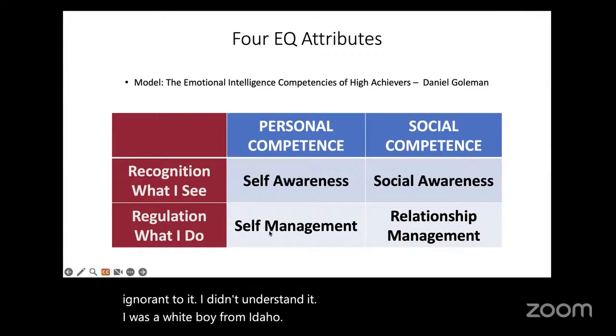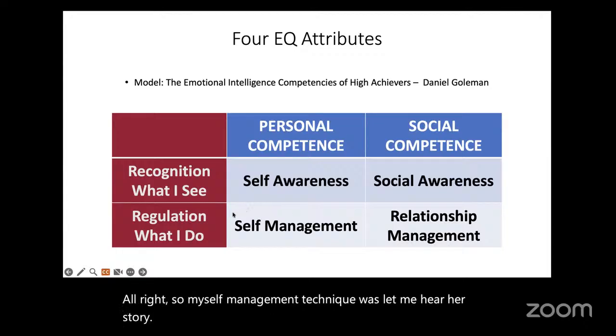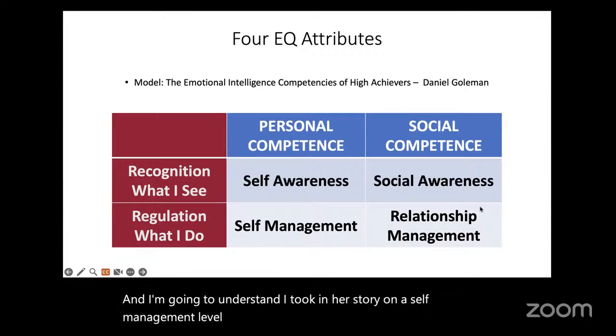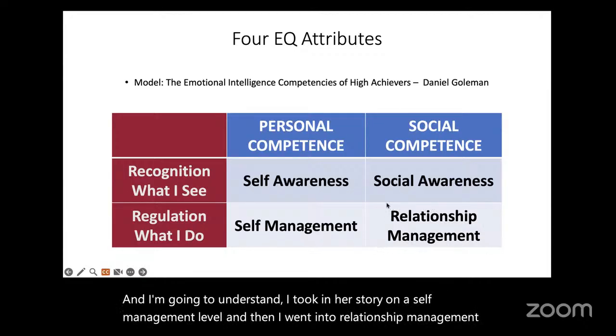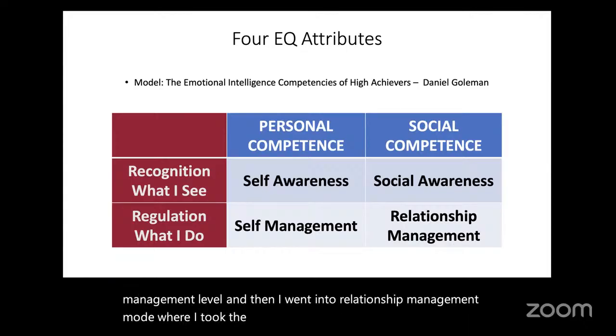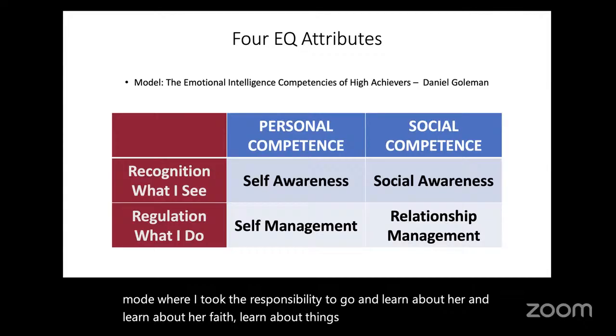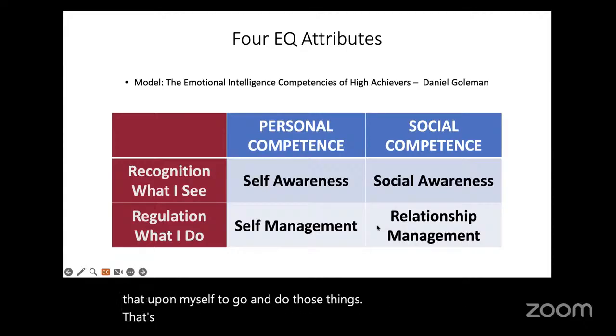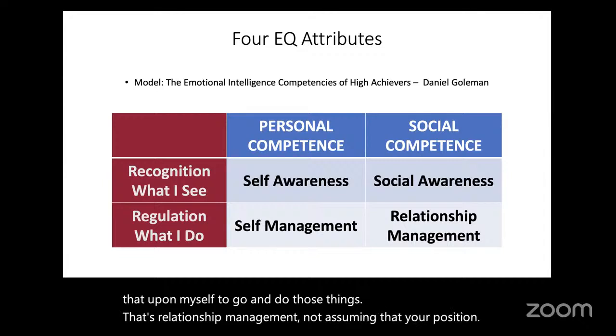All right. So my self-management technique was let me hear her story. I'm going to listen and I'm going to understand. I took in her story on a self-management level, and then I went into relationship management mode where I took the responsibility to go and learn about her and learn about her faith, learn about things I didn't understand. I took that upon myself to go and do those things. That's relationship management, not assuming that your position will work with everyone else.